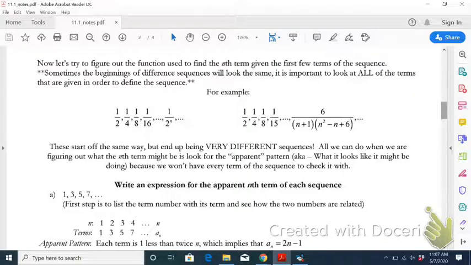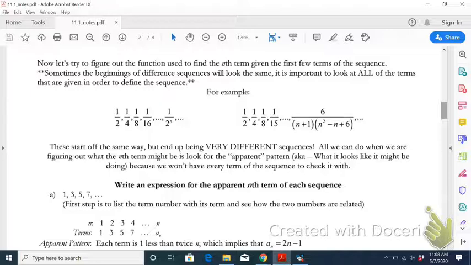Okay, in the previous page, we took the functions and we found the terms. Now we're going to do the opposite. We're going to use the terms to find the functions. So let's read along. Now let's try to figure out the function used to find the nth term given the first few terms of the sequence.